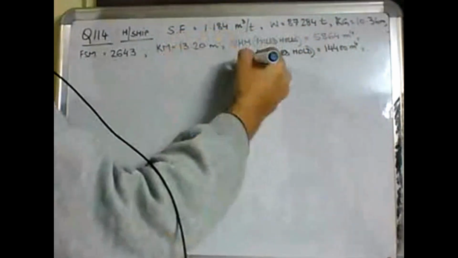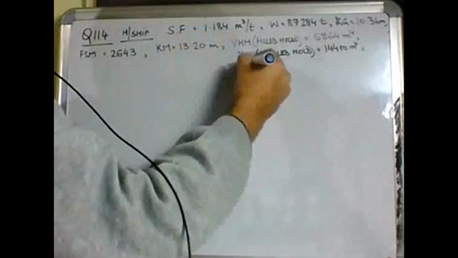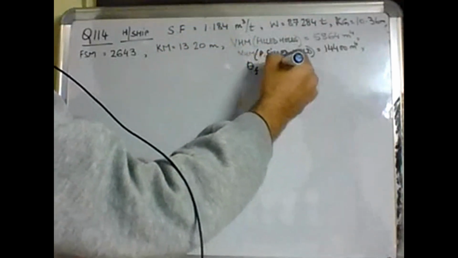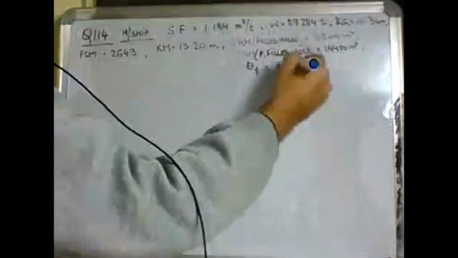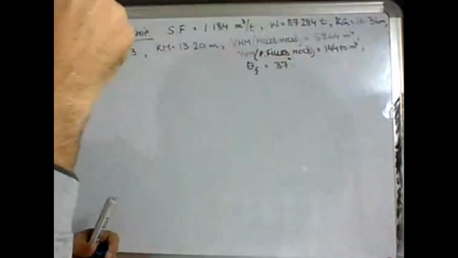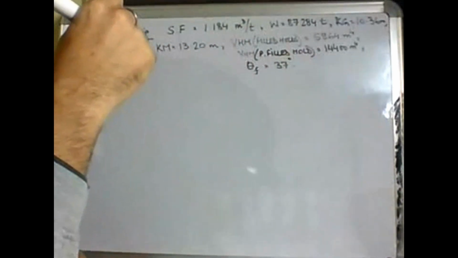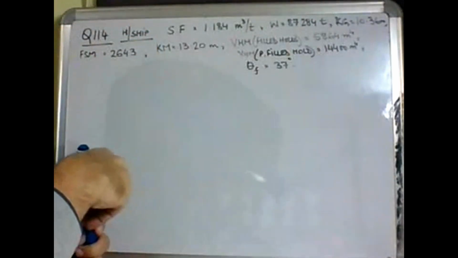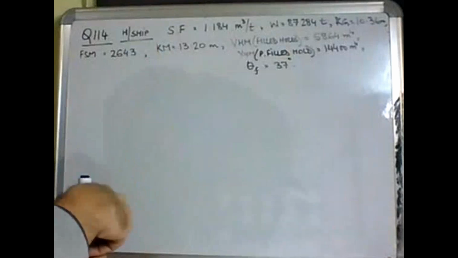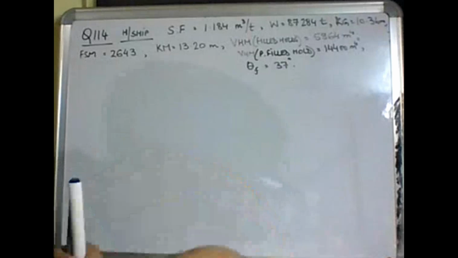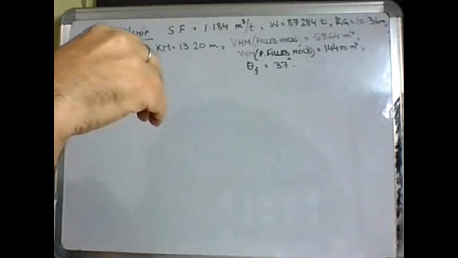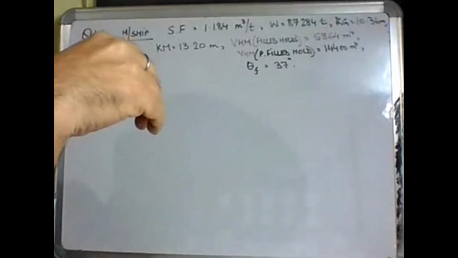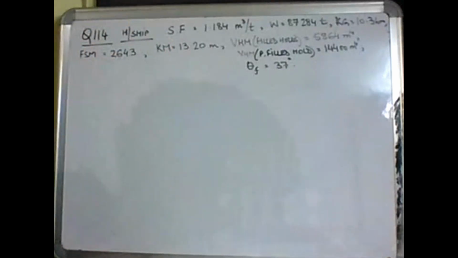Angle of flooding, theta F, is 37 degrees. The various KN values are given for various angles of heel. We have to ascertain whether the ship satisfies the stability criteria for carrying grain in bulk, and therefore whether she should carry grain or not. That is what we have to find out.